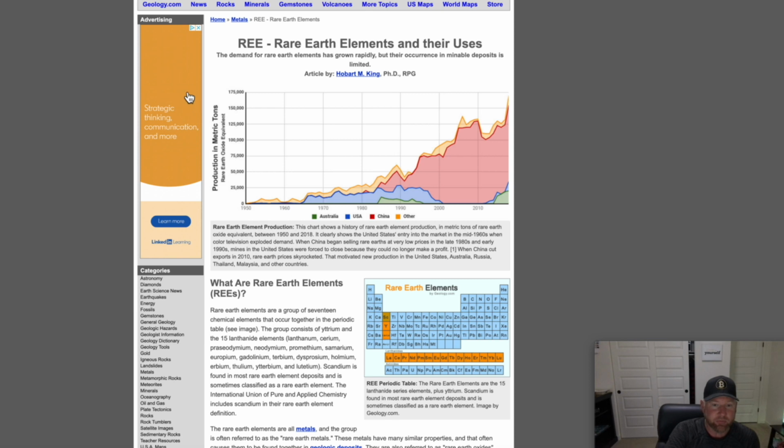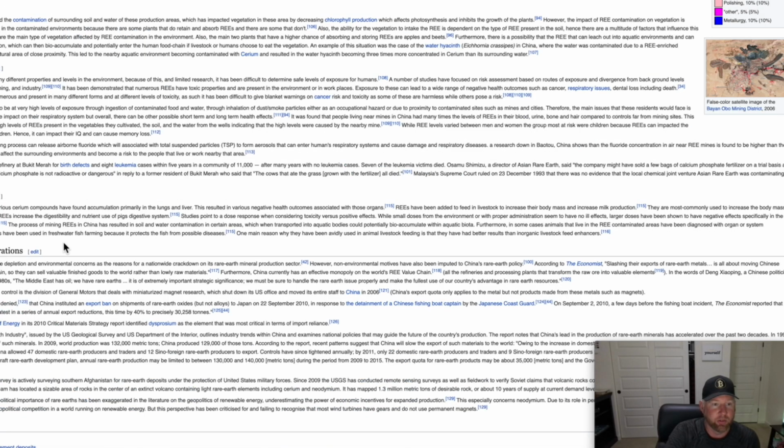So, as you can see, the geopolitical considerations: China has officially cited resource depletion and environmental concerns as the reason for a nationwide crackdown on its rare earth mineral production sector. However, non-environmental motives have also been imputed to China's rare earth policy. According to The Economist, slashing their exports of rare earth metals is all about moving Chinese manufacturers up the supply chain. So this is a big deal, and it's affecting the global economy because of the usage of rare earth in a variety of different things.